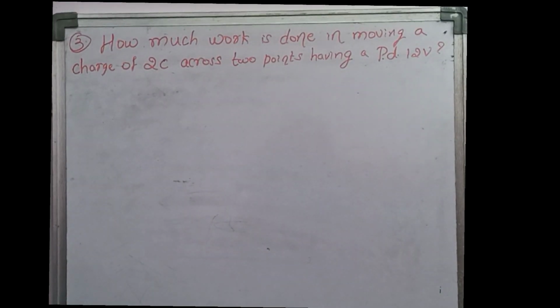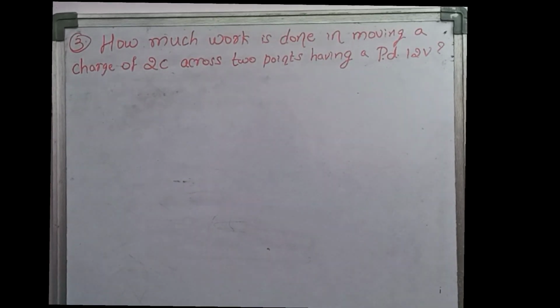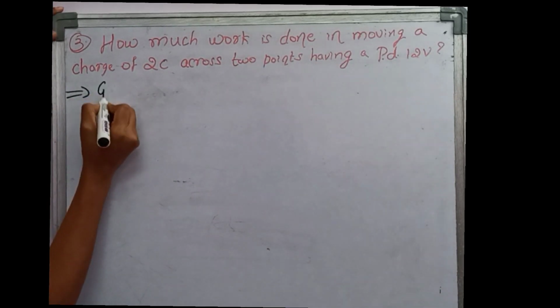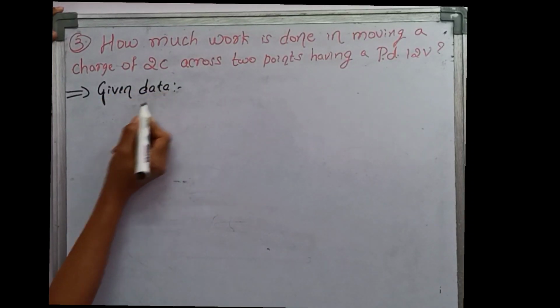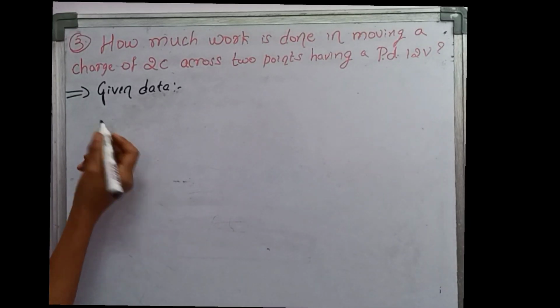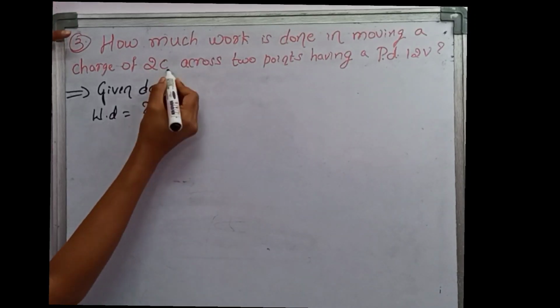So here is the third question. This is based on electric potential and potential difference, that is, how much work is done. Let me read the question. How much work is done in moving a charge of 2 coulombs across 2 points having a potential difference of 12 volts? First let us write the given data. They are asking for work done.